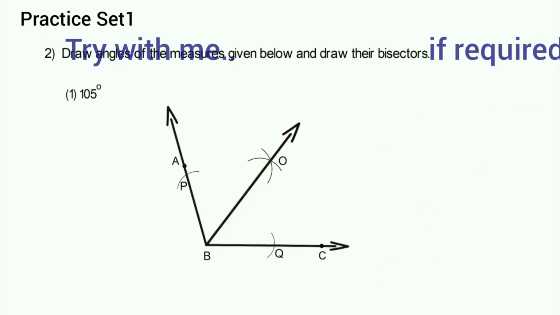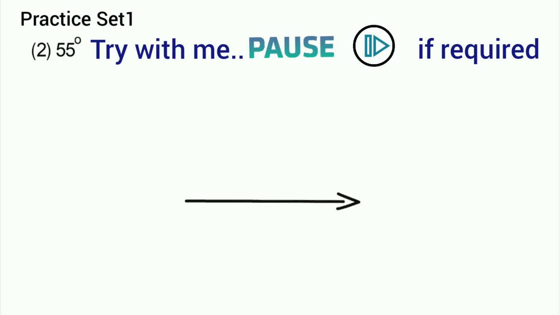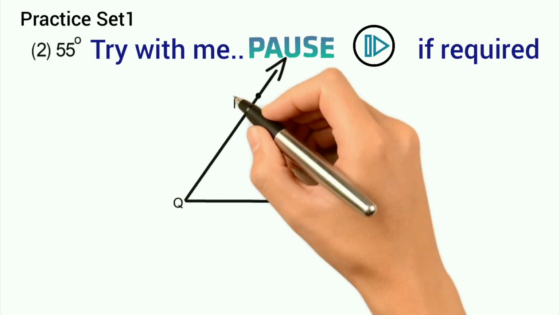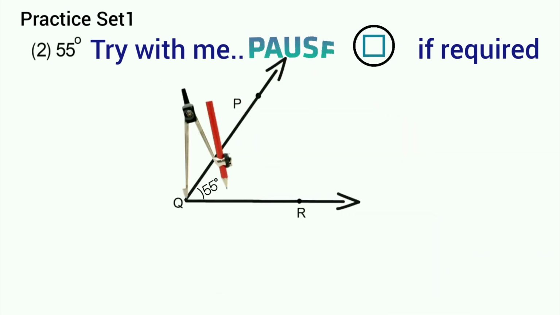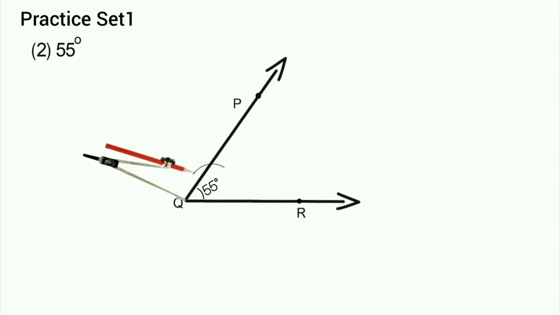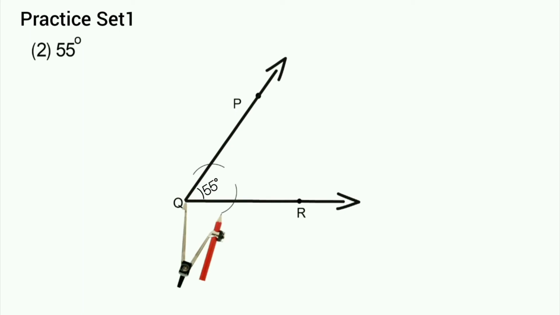Let us take next question. Draw an angle 55 degree using scale and protractor. Name as PQR. Take a suitable distance in compass and then draw intersecting arcs of ray PQ and QR. Place a compass pointer at vertex point Q. Then name the point of intersection as S and T respectively.